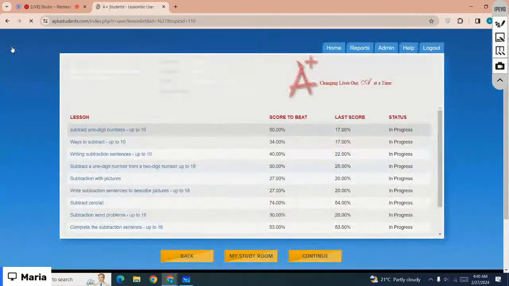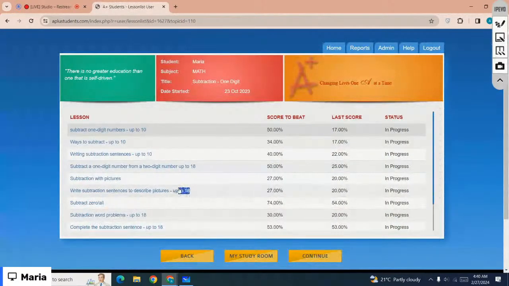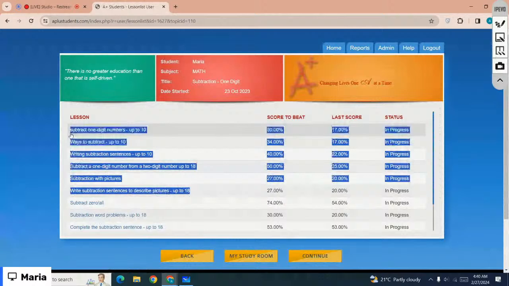So we were working on grade 2 math. The chapter we were working on is subtraction one digit. And the lessons we have covered today are: subtract one digit numbers up to 10, ways to subtract up to 10, writing subtraction sentences up to 10, subtract a one digit number from a two digit number up to 18, subtraction with pictures, and the one we have just finished is write subtraction sentences to describe pictures up to 18, right? So please make sure before the next session you complete all the practice questions for the lessons we did today. That is your homework until next session, right?